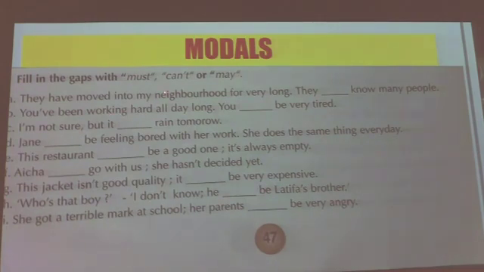And the neighborhood is the group of houses which are in the same place, we call it a neighborhood, for very long, okay? Which means they have been living in my neighborhood for a long period of time. So they know many people. It's taken for granted that they know many people once they have been living here for a long period of time, okay? So we are sure about this fact.